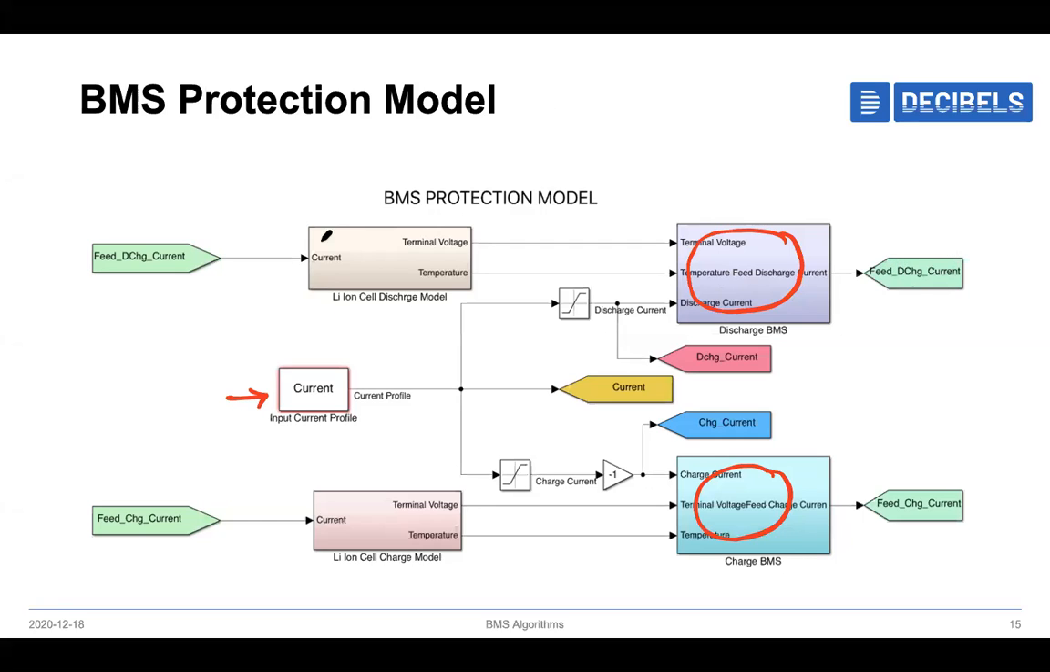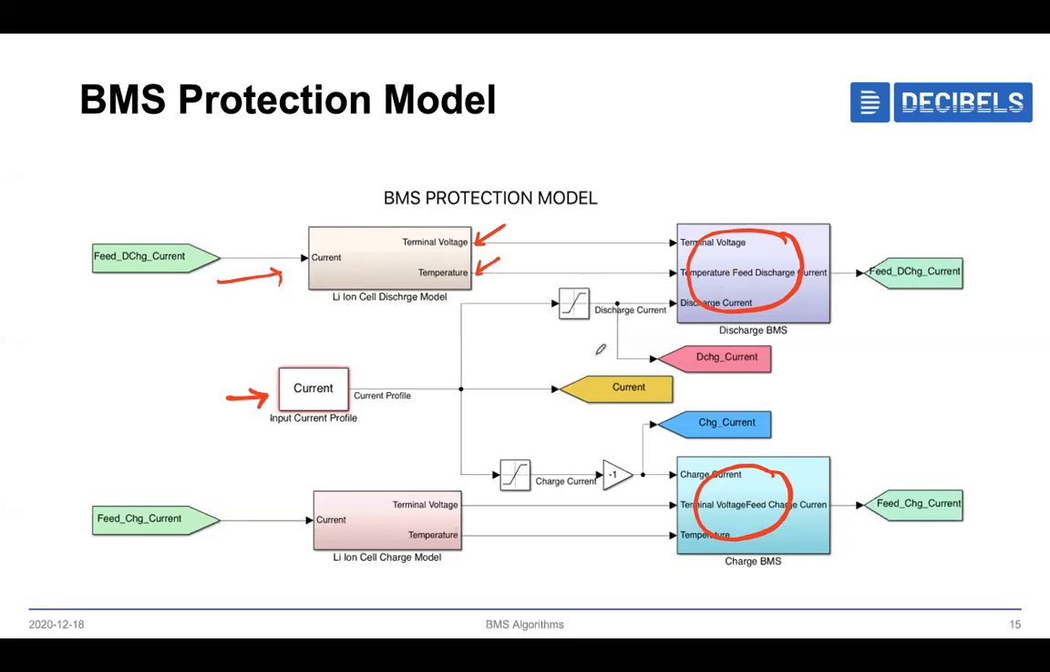Then this will be sent as input to the cell, meaning the cell is allowed to discharge. So here I'm sending that as input. The cell is now given the permission to discharge. So it will discharge, and we can calculate the terminal voltage and the temperature.